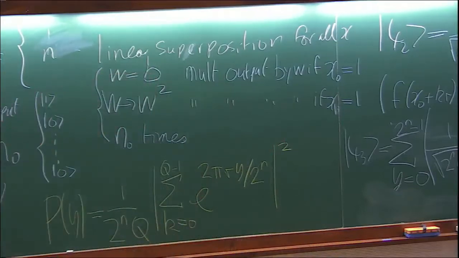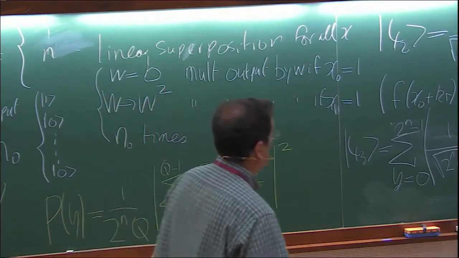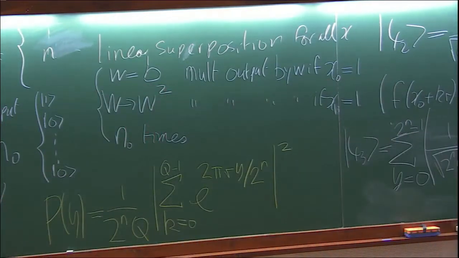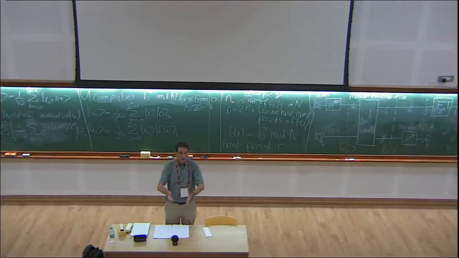And for each value of x, this will compute b to the x in a number of operations which is not exponentially large. It's just a power of n, or n0. And the miracle of quantum mechanics says that this is done in parallel for all x.